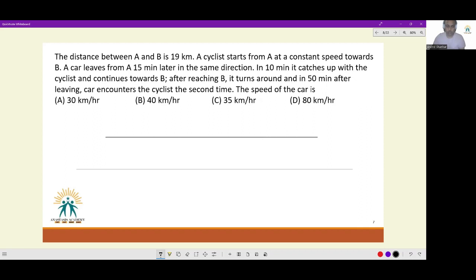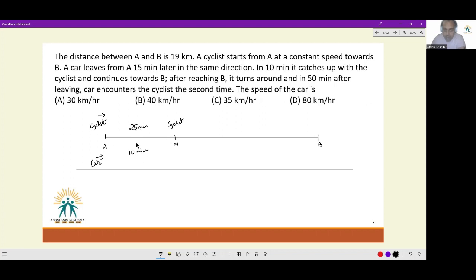First part, I'm going to take care of. See, this is A, this is B. The cyclist starts. Then the motorist starts. Car starts. By the time they meet, let's say this is their meeting point. The cyclist has traveled for how many minutes? 25 minutes, because the car started 15 minutes later and 10 minutes later, it was caught up by the car. And the car has traveled 10 minutes.